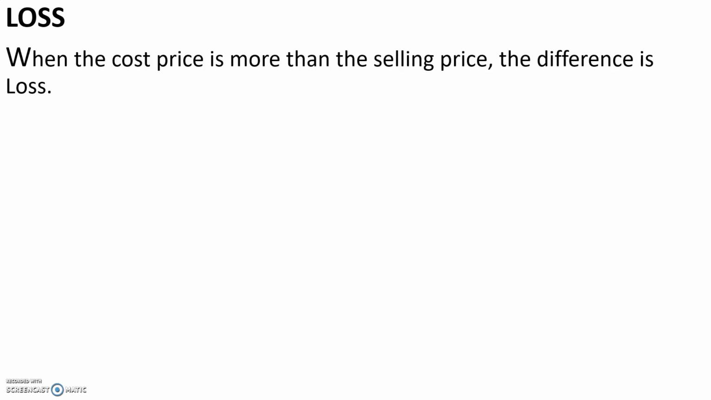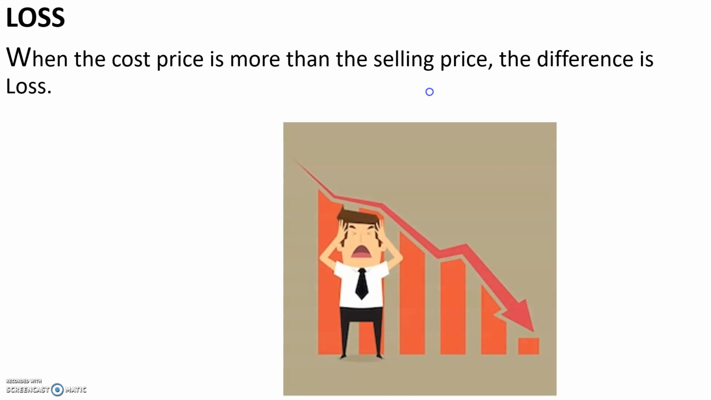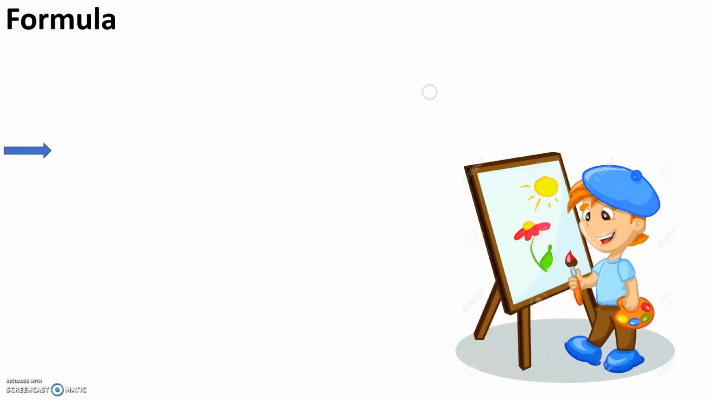Now, let's see the loss. When the cost price is more than the selling price, the difference is loss. Loss का मतलब है घाटा. Let's move on. Let's see the example and formula. Formula for loss. Loss is equal to CP minus SP.